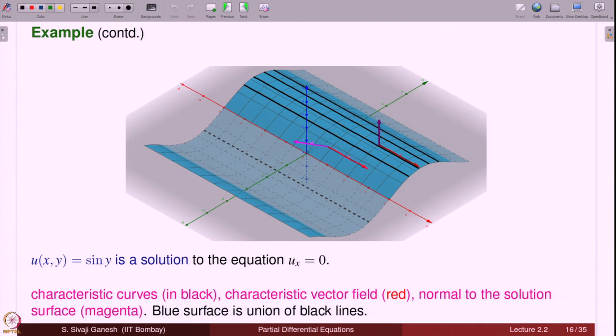So, blue surface, this is just an observation and this is in fact also a general situation, we will show the theorem later on. The blue surface is the integral surface corresponding to the solution u of x, y equal to sin y. So, z equal to sin y is this. That is the union of these black lines. So, you can think one line keeps on moving and you get the surface.